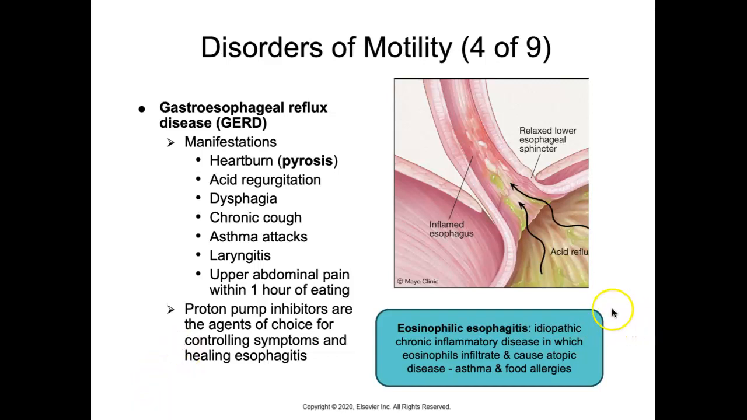And just another note that people can also develop eosinophilic esophagitis, which is going to be an idiopathic chronic inflammatory disease in which those eosinophils, the white blood cells, are going to infiltrate and cause atopic disease, usually stimulating someone to have asthma and food allergies. And so if we are suspecting this type of disorder, we can do an endoscopy with biopsy so we can differentiate it from GERD. And because they have such similar symptoms, we need to know this so we can use different treatment methods. Although in some cases, we may also give proton pump inhibitors.